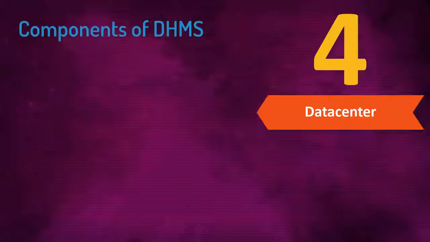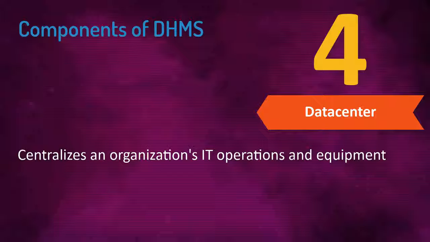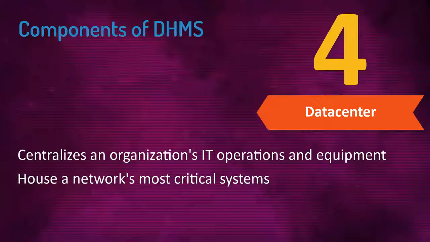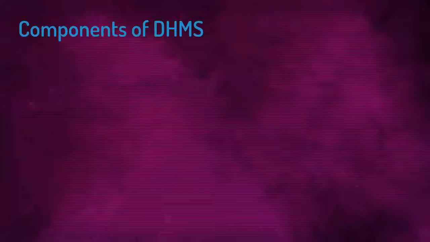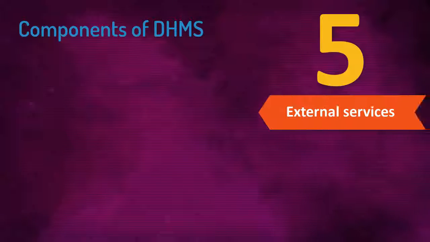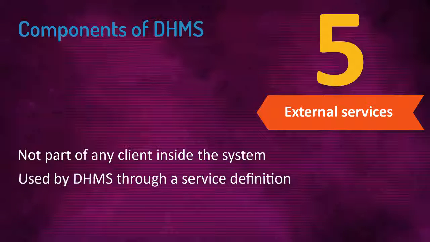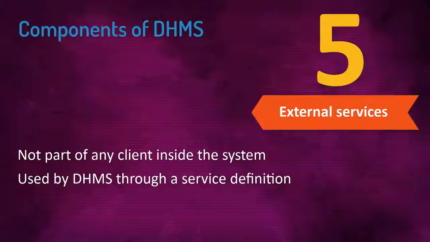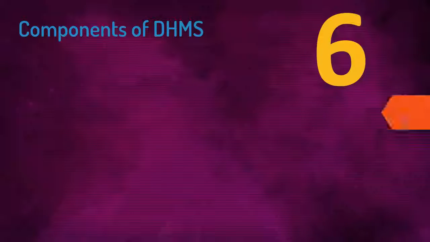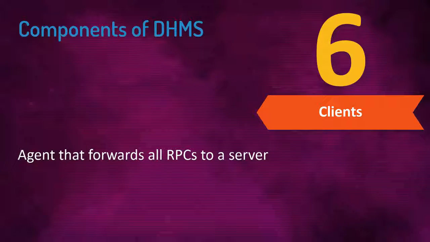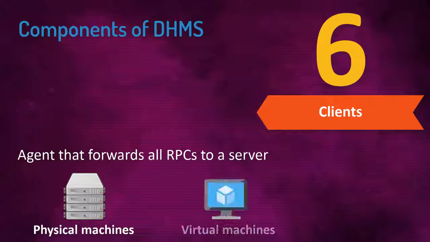Next, we have data centers. The data center is a facility that centralizes an organization's IT operations and equipment. It houses the network's most critical systems. After the data center, we have external services. These are external entities which are not part of any client inside the system, but are used by the DHMS through a service definition. Lastly, a client is the agent that forwards all RPCs to a server. It can be either a physical or a virtual machine.